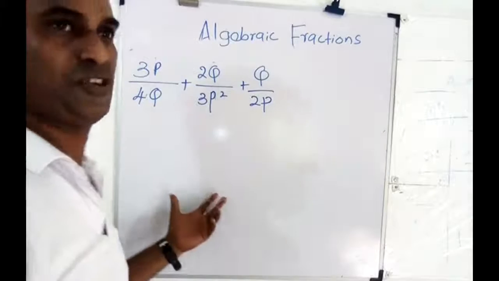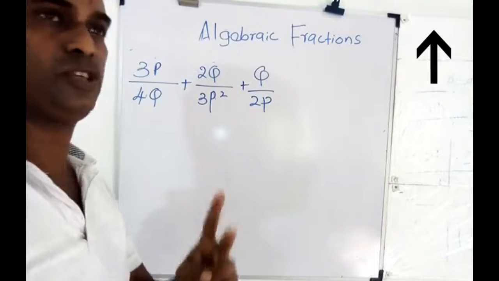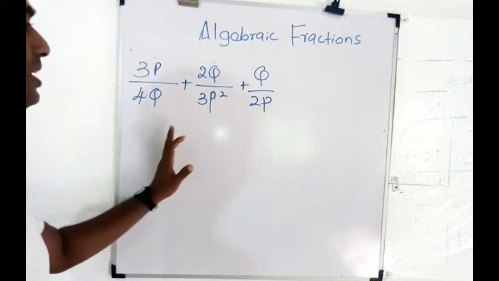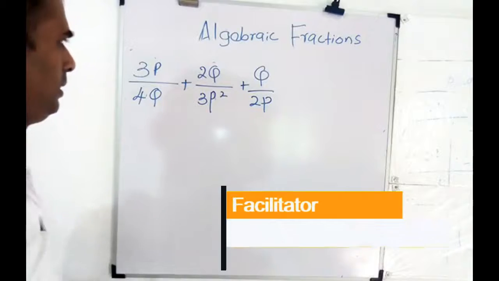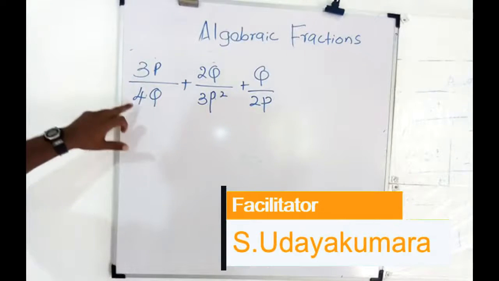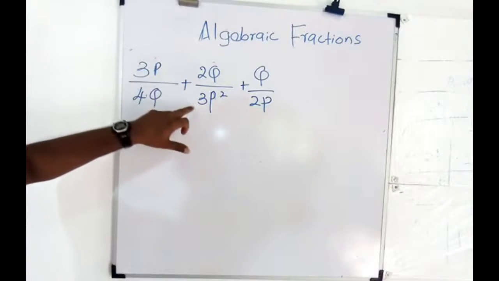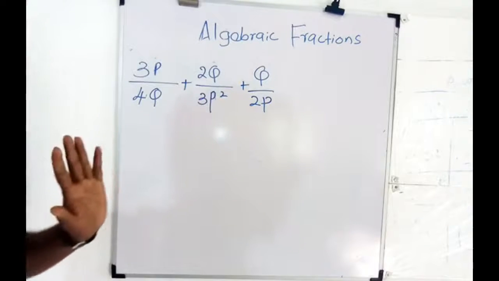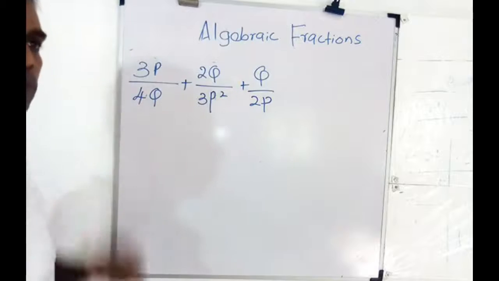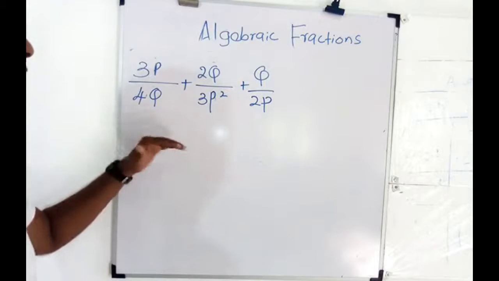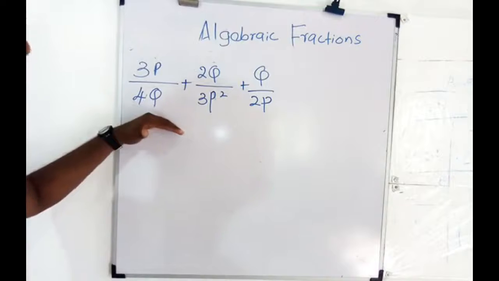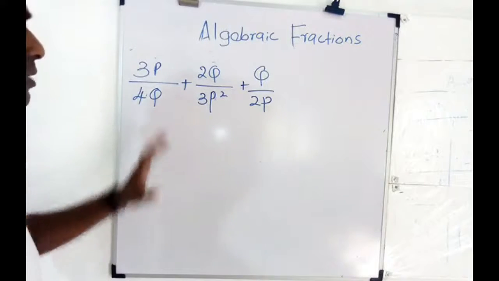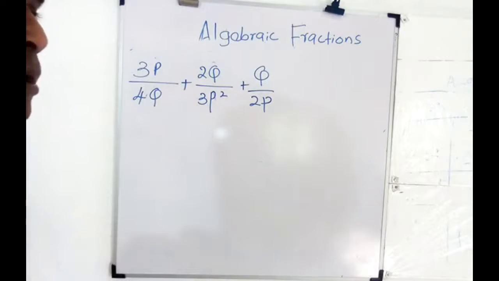We started the second session with a new video. You want to follow the two videos. See this type of one: 3p over 4q plus 2q over 3p squared q, 2p. Now, when we receive this type of exercise, firstly we want to find the LCM.